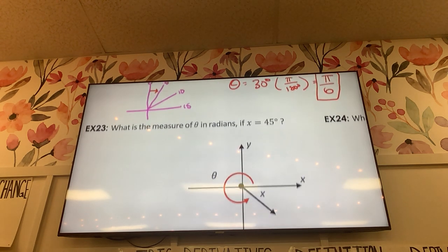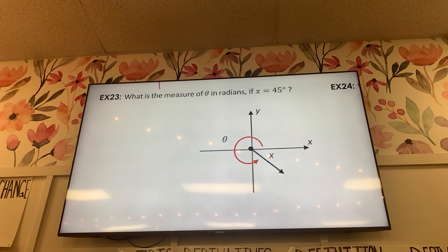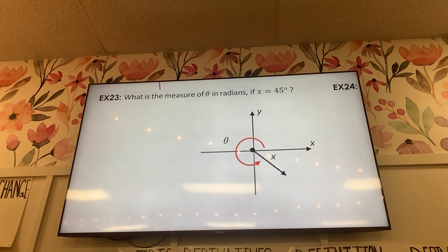All right, last 2 questions. So it says, what is the measure of theta in radians if x is 45 degrees? So this guy right here is 45 degrees. And I want to know what this whole angle is from 0 to the end of your terminal side. So what am I going to subtract from 45? I mean, yes. 360 minus 45. Which is going to give you 315 degrees.